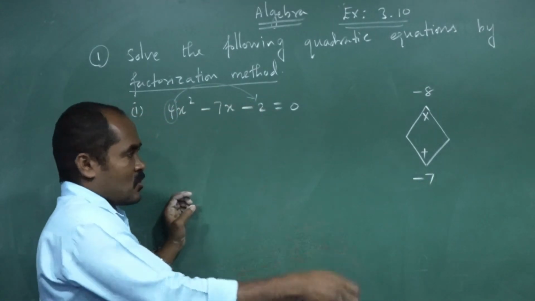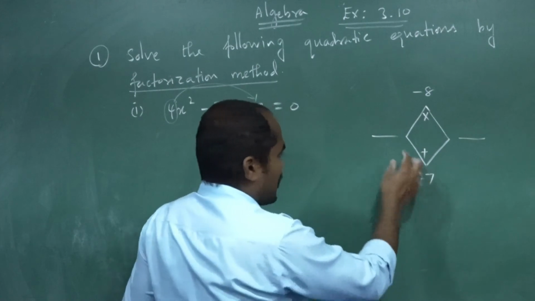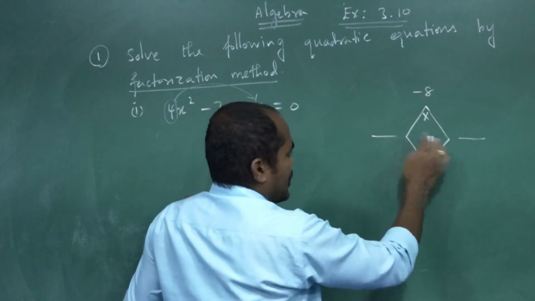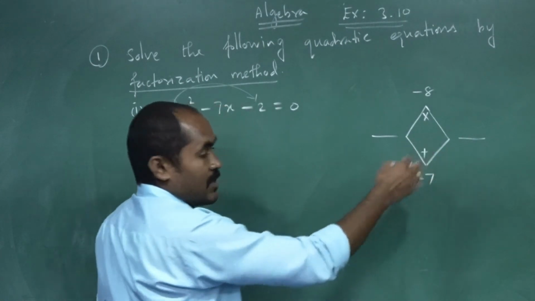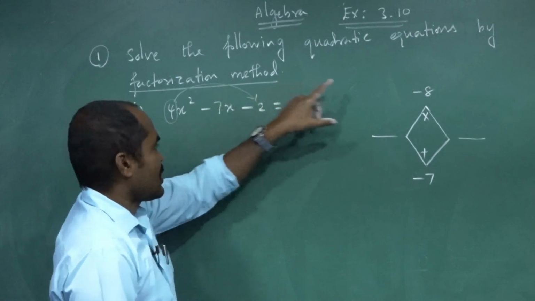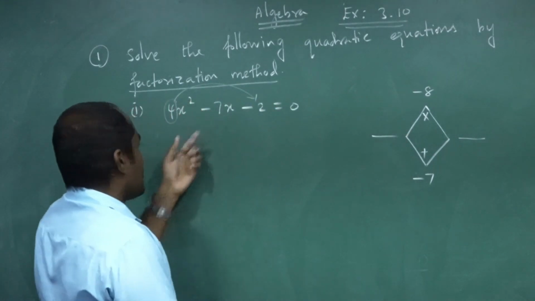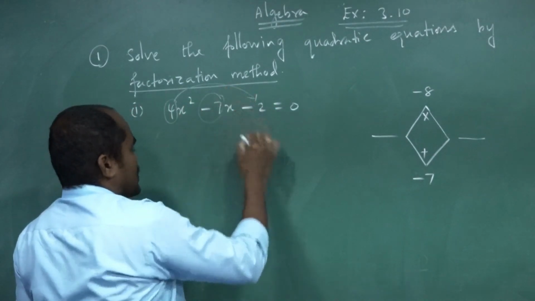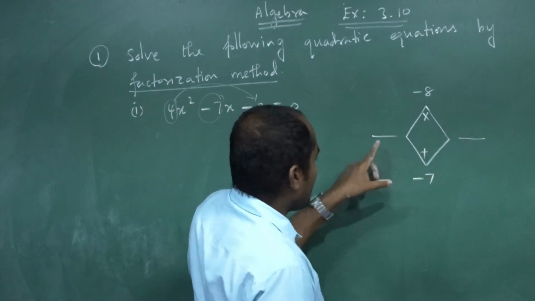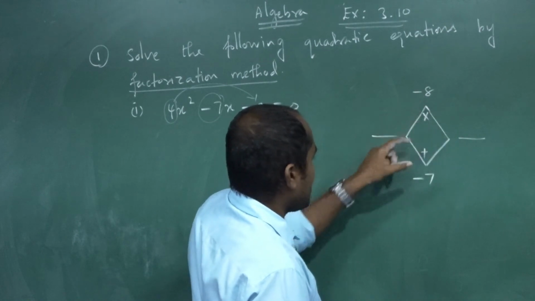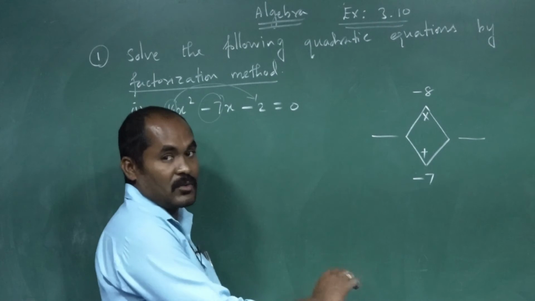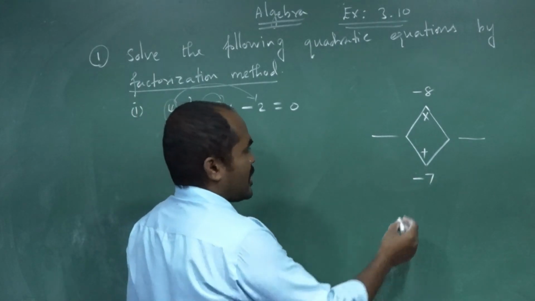That means we want to find here two numbers. Their product is minus 8 and their sum is minus 7. Take this middle one, that is coefficient of x, here minus 7. So we want to find two numbers whose product is minus 8 and sum is minus 7. So what are the possibilities to get the product 8?